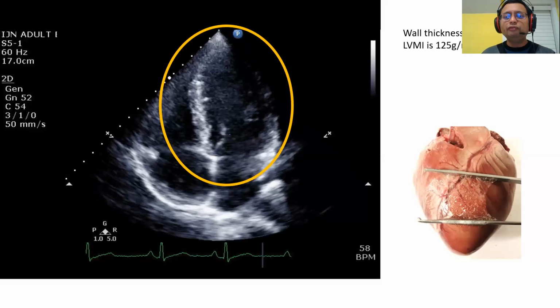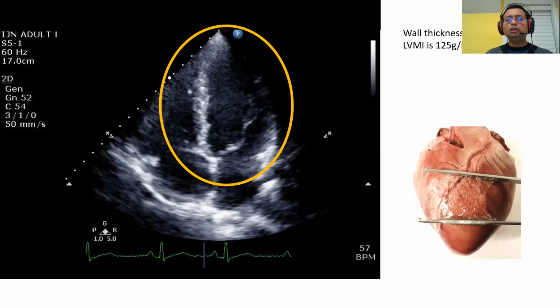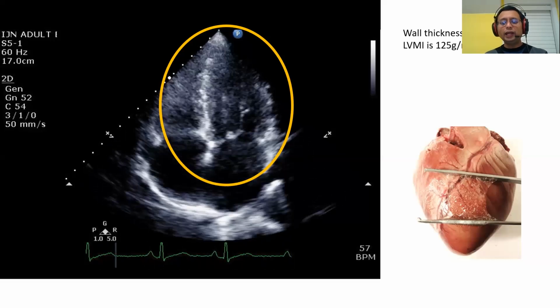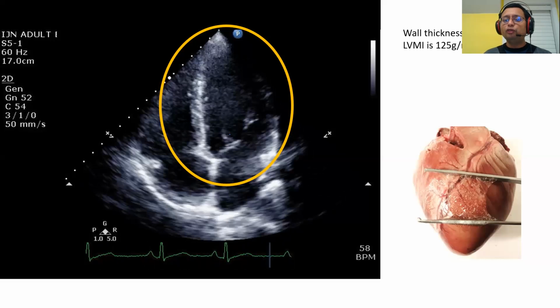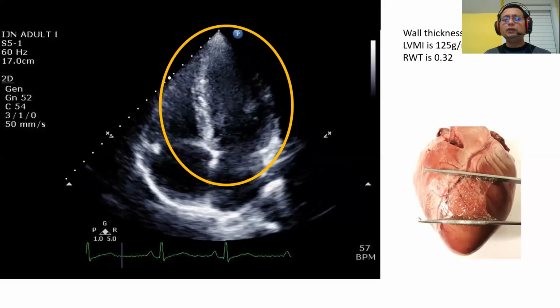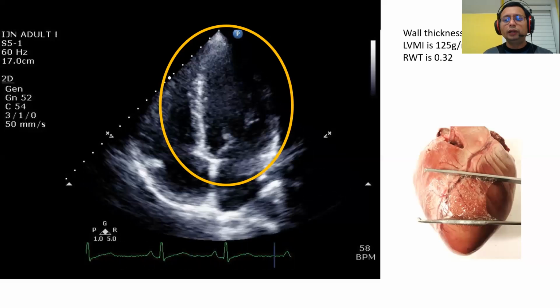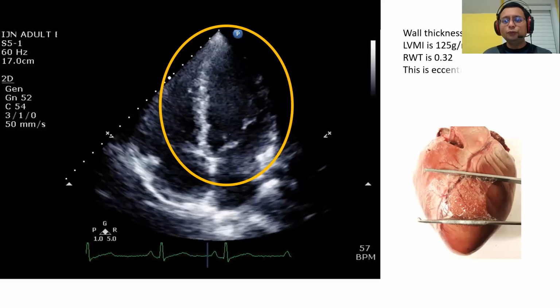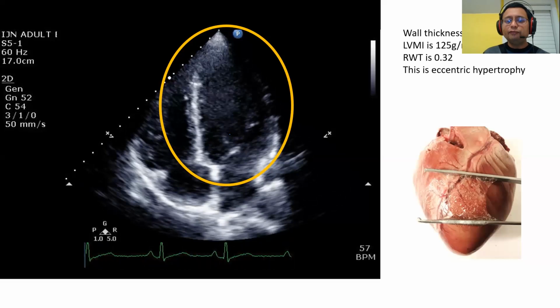The patient has a left ventricular mass index of 125 gram per meter squared. Normal is less than 115 for men and less than 95 for women. The relative wall thickness is 0.32. Normal is less than 0.42. The patient has eccentric hypertrophy.